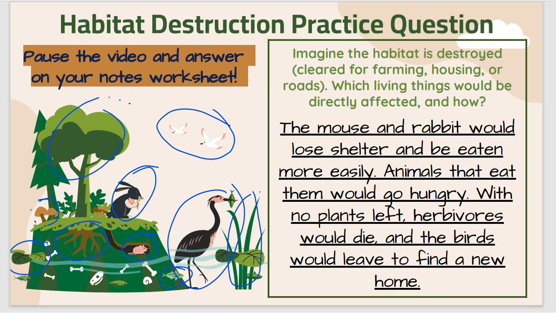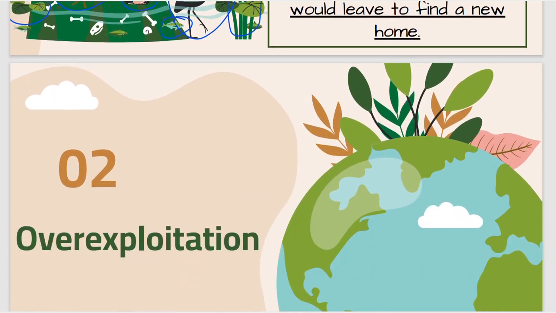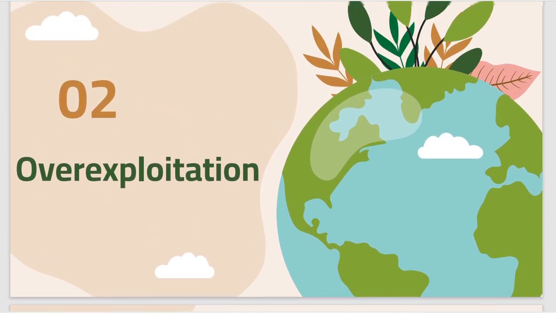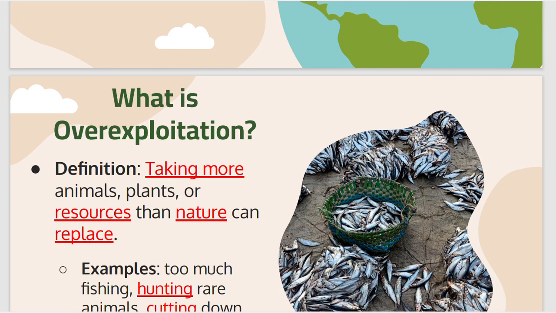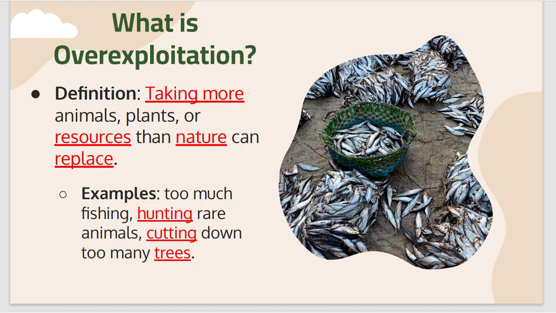All right, so impact number 1, habitat destruction, destroying habitats and the consequences that come with it. Now, impact number 2, overexploitation. So what is overexploitation? This definition is huge to take notice of. I would star that if I were you. Overexploitation is taking more animals, plants, or resources in general than nature can replace.